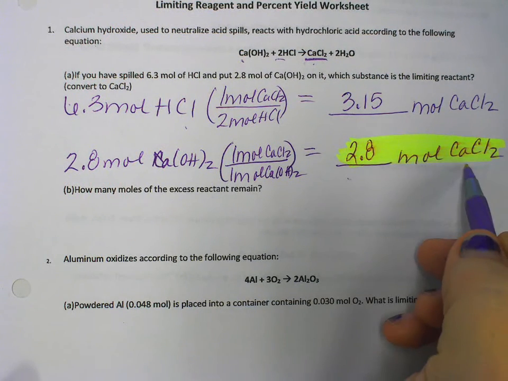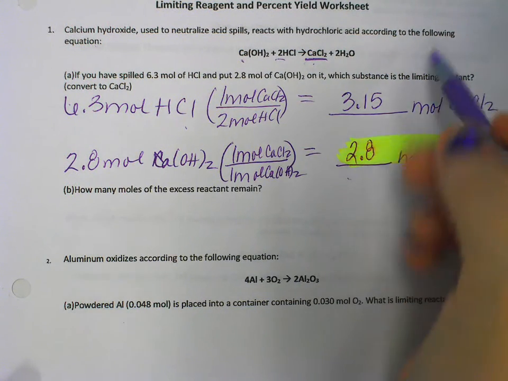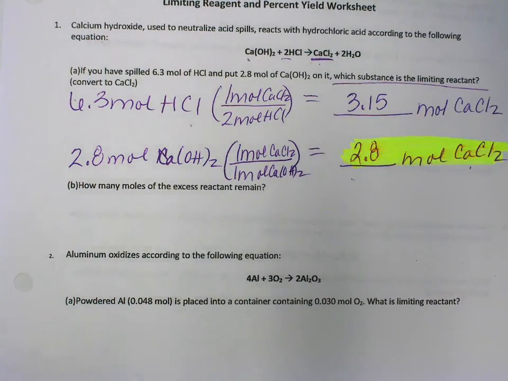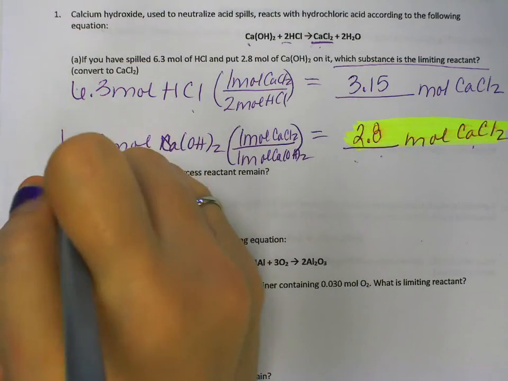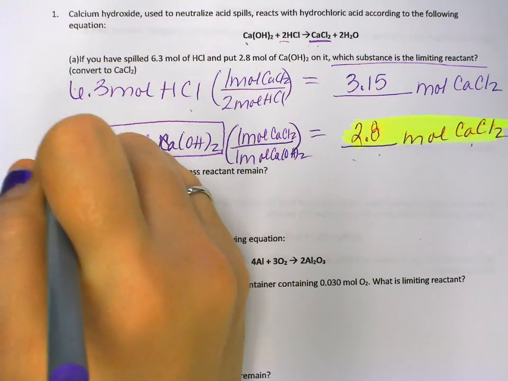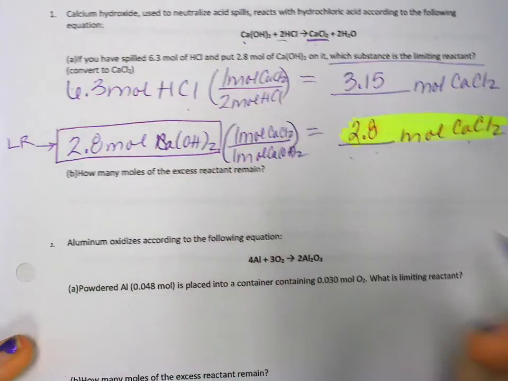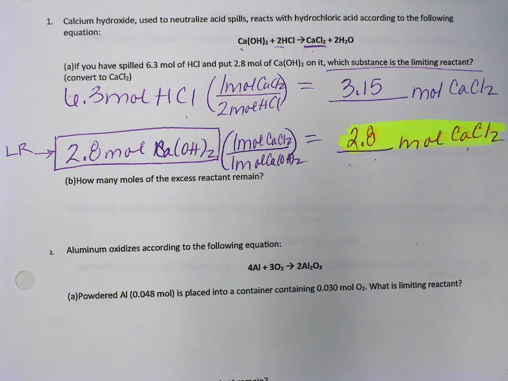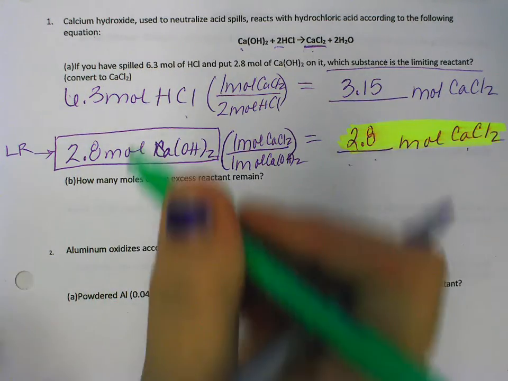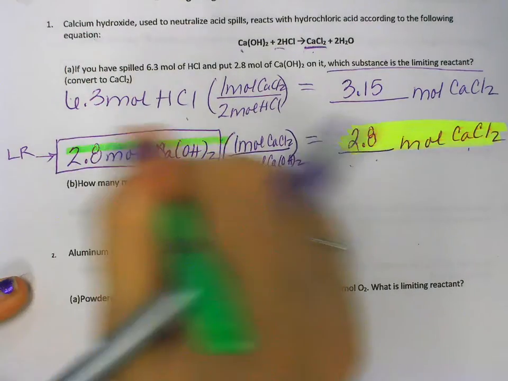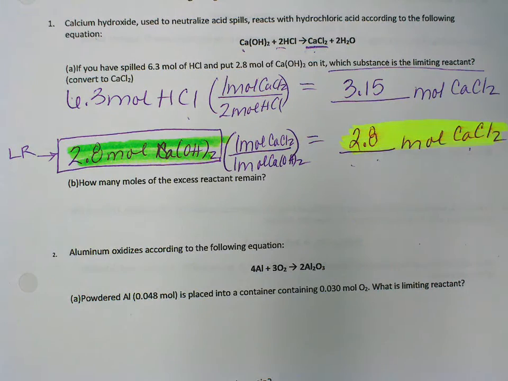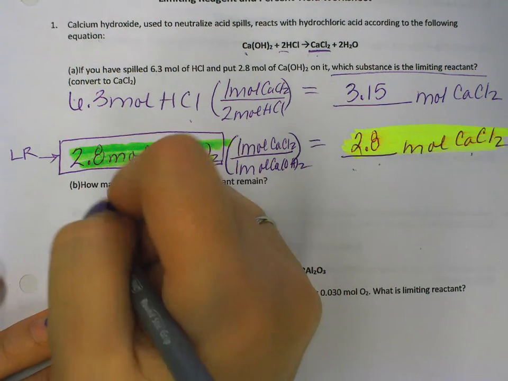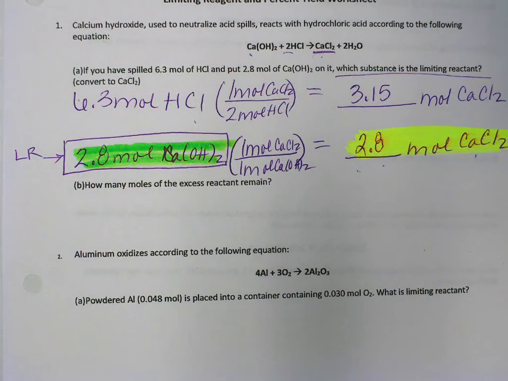So what is the limiting reagent? Well, if that's the smaller answer, then this guy is our limiting reagent. All right, so if that's the smaller answer, he is the limiting reagent in this problem. How many moles of the excess? This is where you have to do that rep formula.